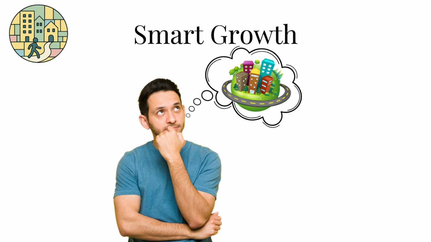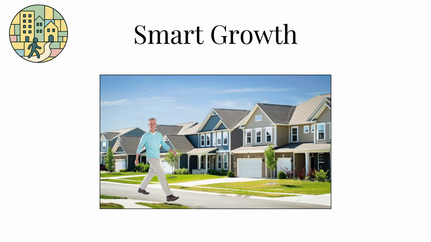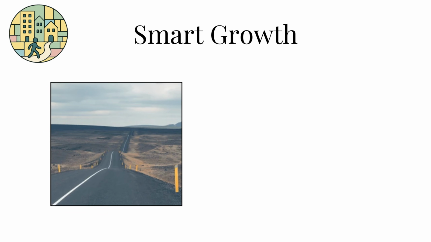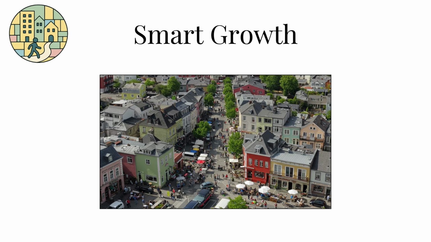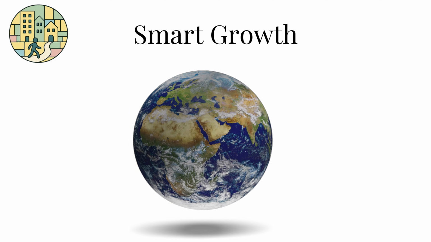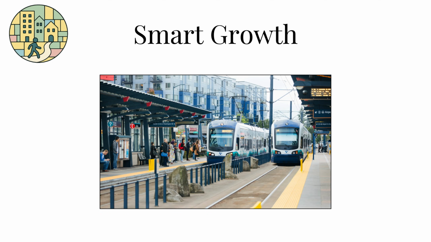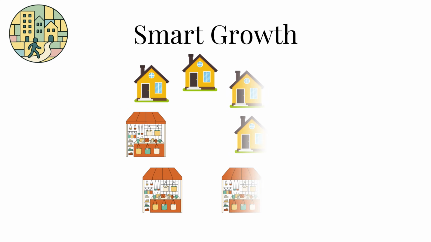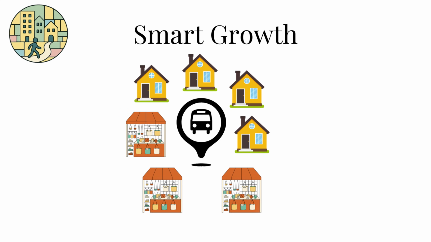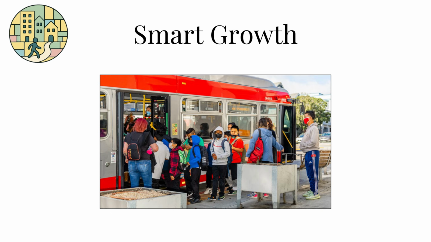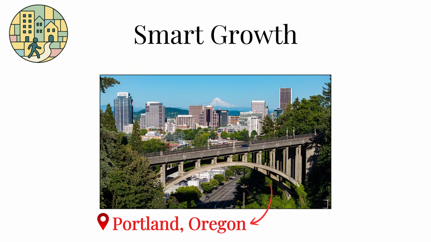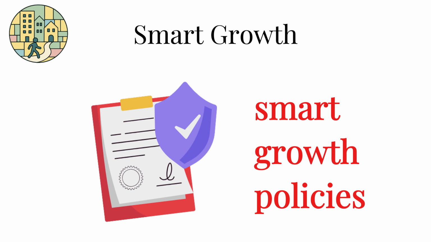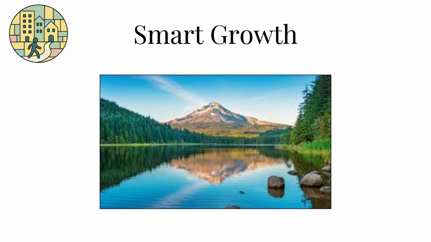Imagine a city where neighborhoods have everything you need within a short walk or ride. Instead of endless highways and cookie-cutter subdivisions spreading into the countryside, smart growth favors developing lively, compact neighborhoods. A real-world example is transit-oriented development. A city builds housing and shops around a train or bus station so that people can easily use public transit and don't need to drive long distances. Cities like Portland, Oregon, have used smart growth policies to keep their downtowns vibrant and protect natural lands.